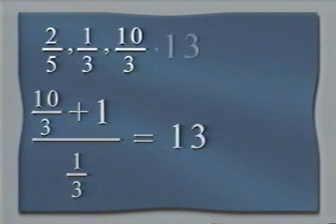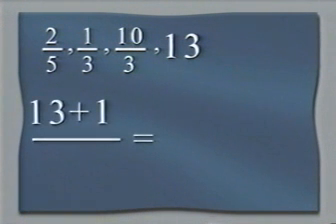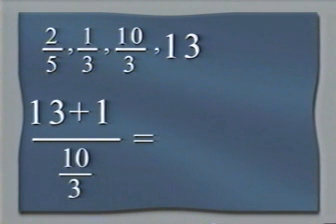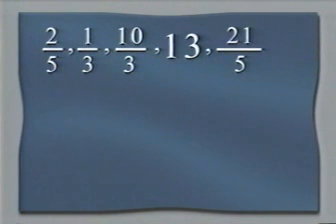Now we have a 4-number cycle. 2/5, 1/3, 10/3, and 13. We take that 4th number, add 1, 13 plus 1 is 14, and divide it by the 3rd number, 10/3. 14 divided by 10/3 is 21/5. So we now have the fifth number of a five-number cycle.